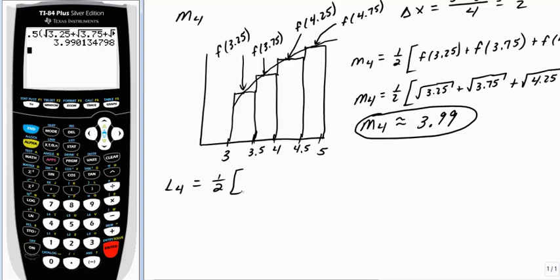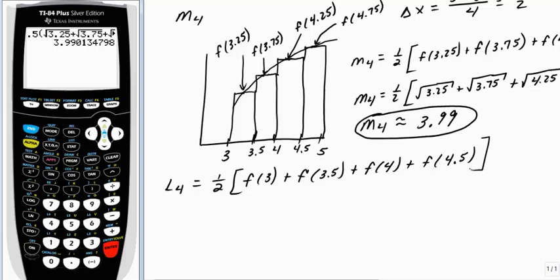But now, the height of the first rectangle is not going to be using f of 3.25. It uses the left-hand endpoint of that first rectangle, f of 3. So we'd just say f of 3 plus f of the second rectangle between 3.5 and 4, f of 3.5. Then we would have f of 4. And for the last rectangle between 4.5 and 5, the height would be given by f of 4.5. You would never use f of 5 here because it's a right-hand endpoint of the last rectangle. We only use the left-hand sides.